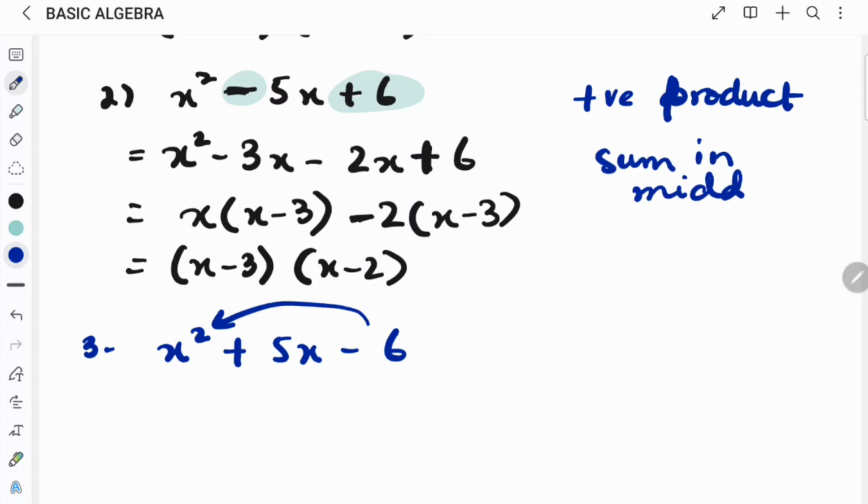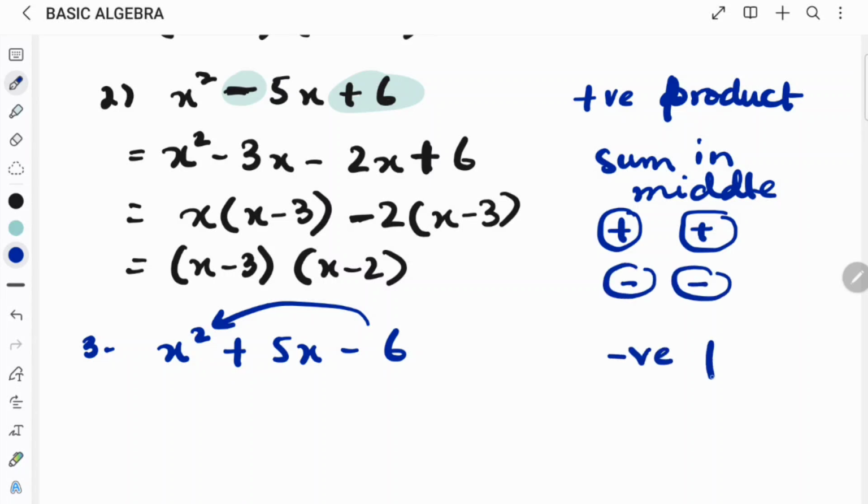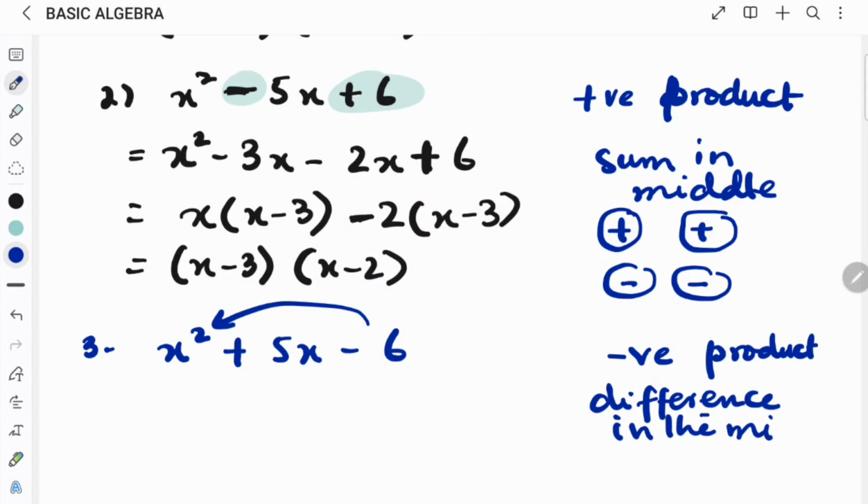If the middle sign says plus, then take plus plus. If the middle sign says minus, then take the minus minus factors. In case of negative product, you will take the difference in the middle. In that case, obviously you take one of the factors plus, another will be minus. The greater digit will have the same sign which will be written in the middle, like we are doing now.